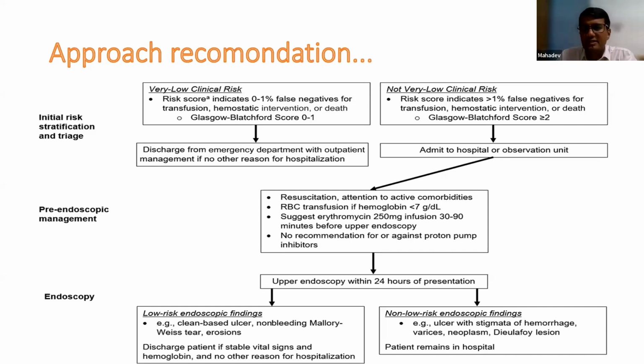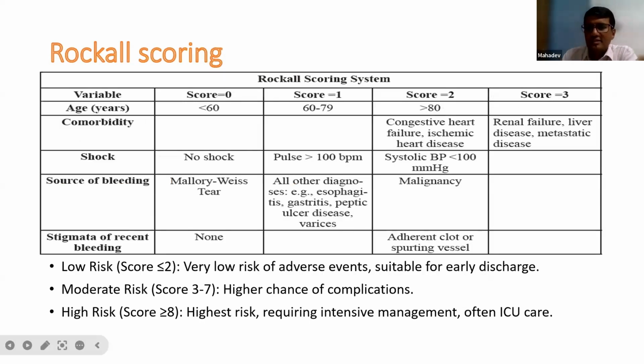We need to resuscitate them. We have to give attention to active comorbidities and control them, and give RBC transfusion if the hemoglobin is less than 7. If there is IHD, we need to accept a hemoglobin around 8 to 10 grams per deciliter. We need to give them erythromycin and then take them for endoscopy within 24 hours of presentation. We'll discuss endoscopy and other things subsequently.